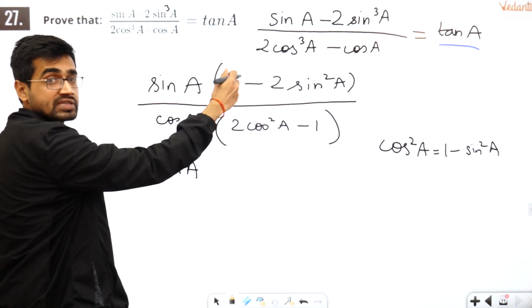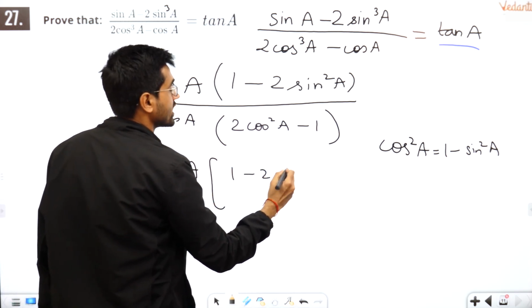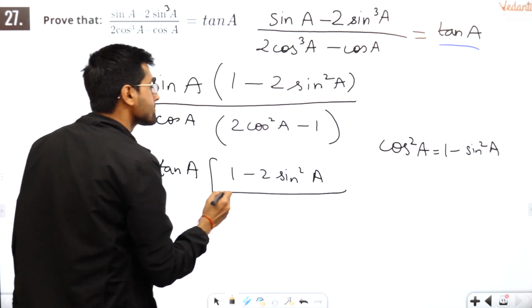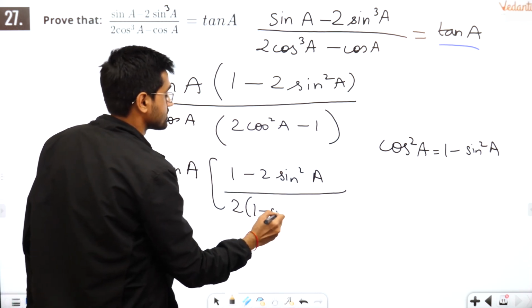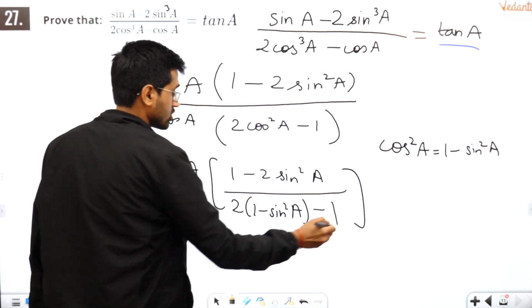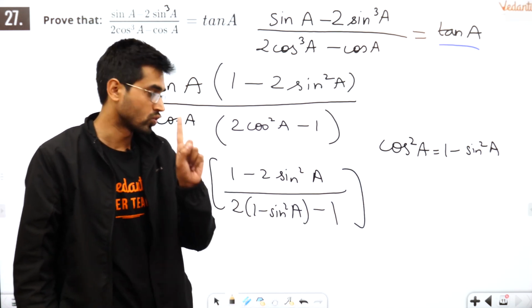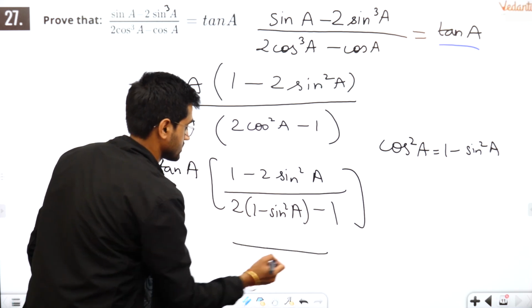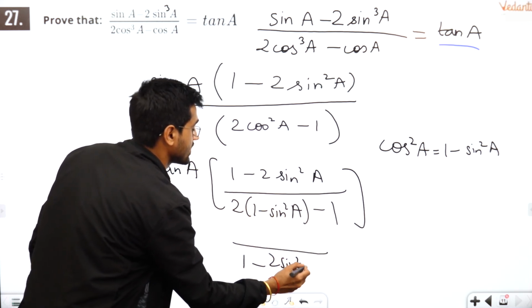I just want to get rid of this. I'll get 1 minus 2 sin square A. No change in numerator. In the denominator, put 2 cos square A, you write 1 minus sin square A, minus 1. Now see what has happened. It will be 2. 1s are 2. 2 minus 1 is what? 1. And 2 into minus sin square A, so minus 2 sin square A.